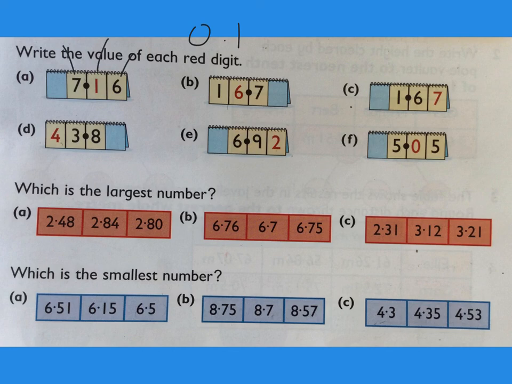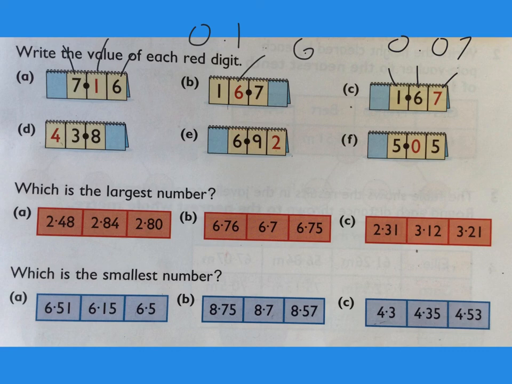The next one, 16.9, so that's 6 units. Okay, so you have 1 tenth, 6 units, and 7 tenths, so that's worth 6. C, 1.67, so that's 1 unit, 6 tenths, and 7 hundredths, so it's worth 0.07. Okay, so I'd like you to pause the video now because I would like you to complete D to F on your own.